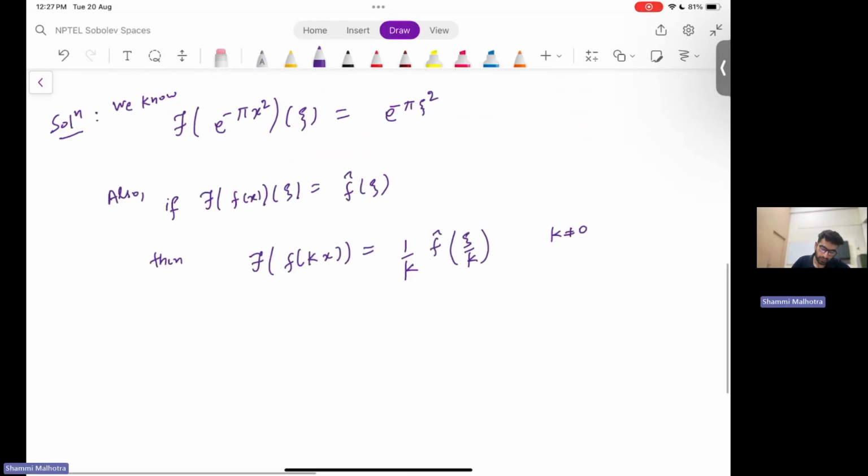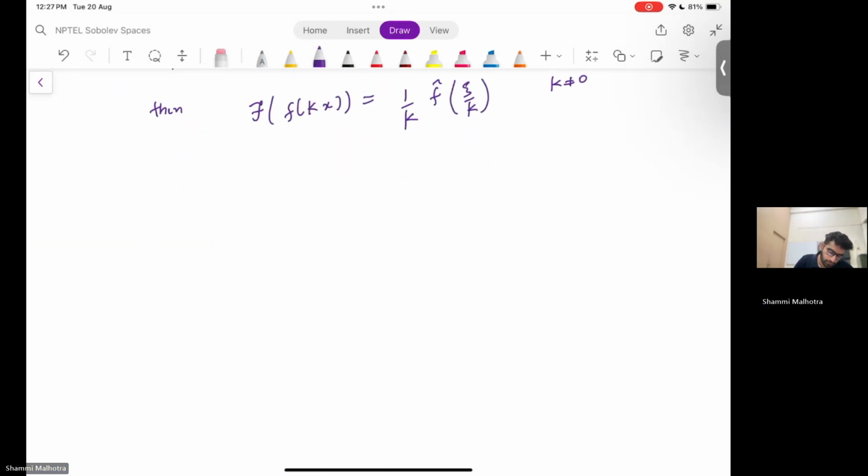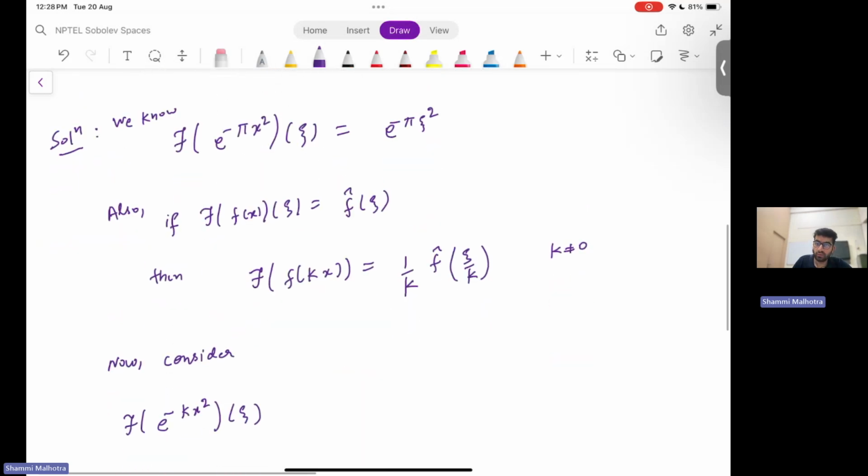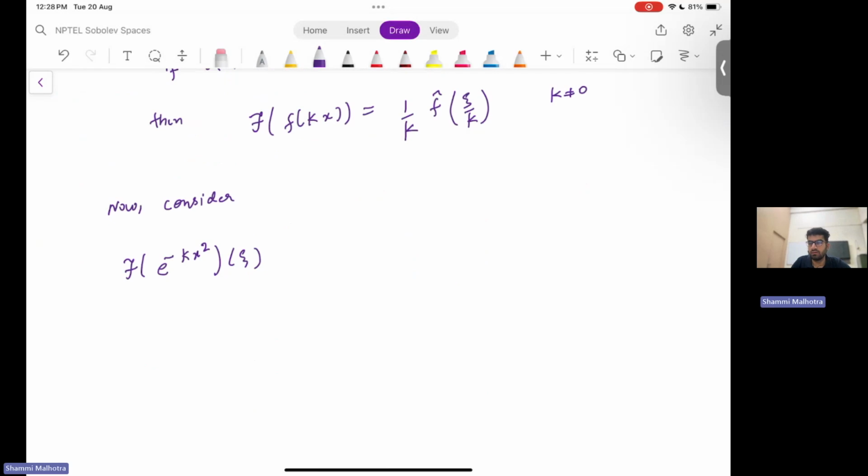So let us try to evaluate the Fourier transformation of, consider, the Fourier transformation of e raised to the power of minus k x square at xi. So we know that the Fourier transformation of e^(-pi x square) is the same, but if we have something k instead of pi, how do we deal with that?